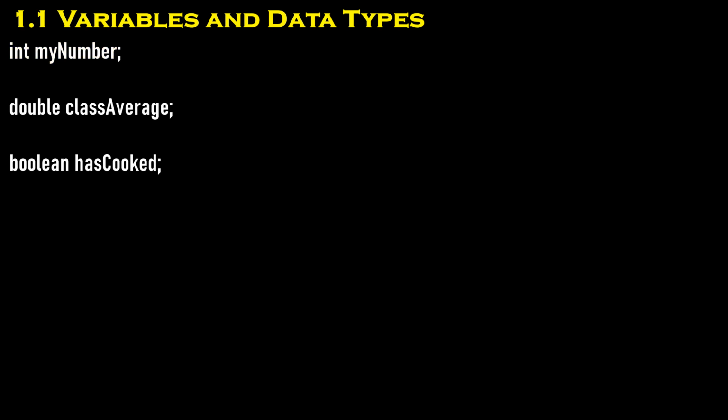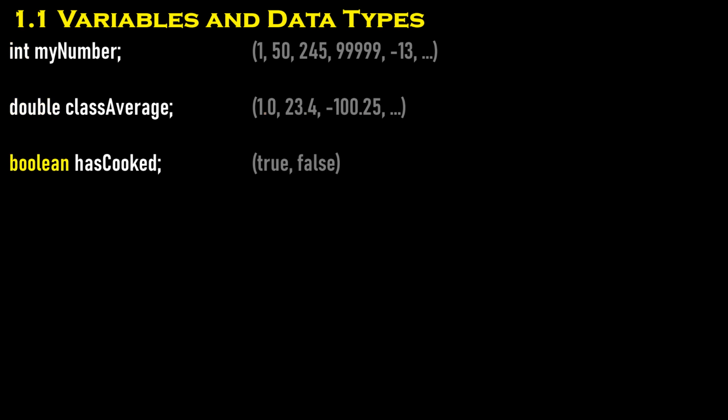There are two kinds of data types that variables can have. Primitive data types are essentially numbers and true-false values. The three primitive types that we'll only be using are int for integer values, double for real numbers, or basically a number consisting of a decimal point, and boolean, which is either true or false.